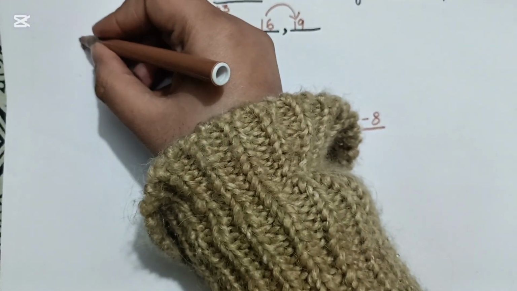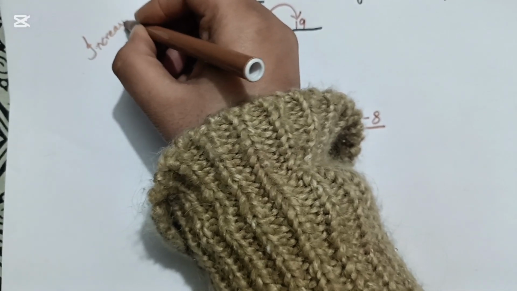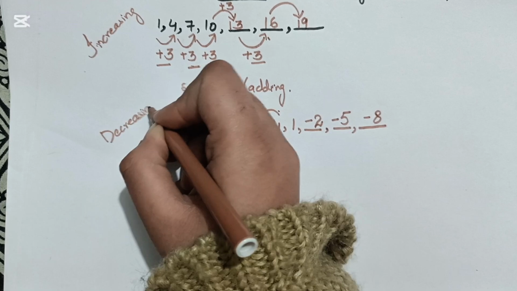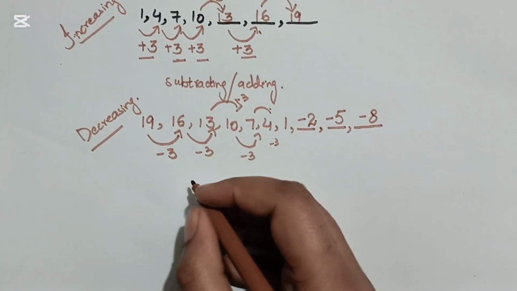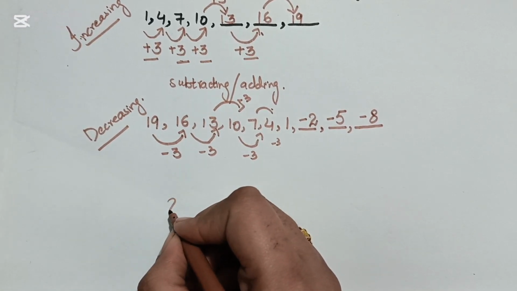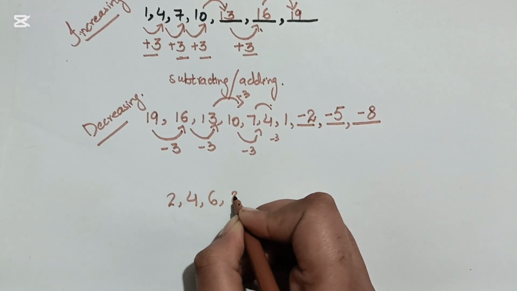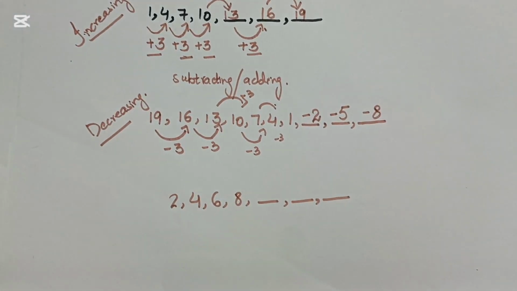This is increasing and this one is decreasing. I hope it is clear. Okay, now tell me the answer in comments. If I write 2, 4, 6, 8, what will be the next three numbers, right?